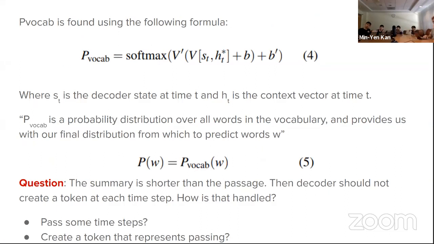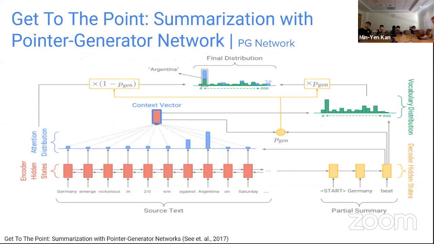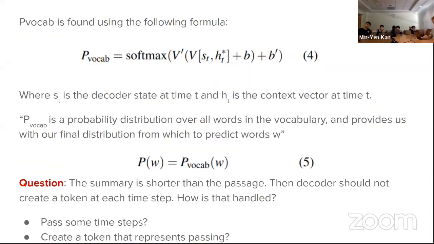Okay, I see. So I think your analysis is exactly right. It's based on the training probability that it generates the end of summary token, and then you stop decoding there, just like in the NMT case, when you're doing translation.